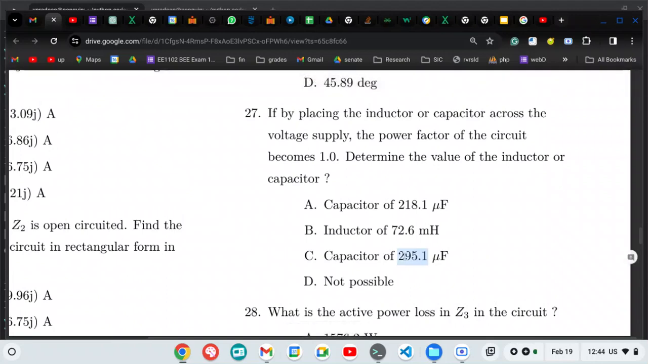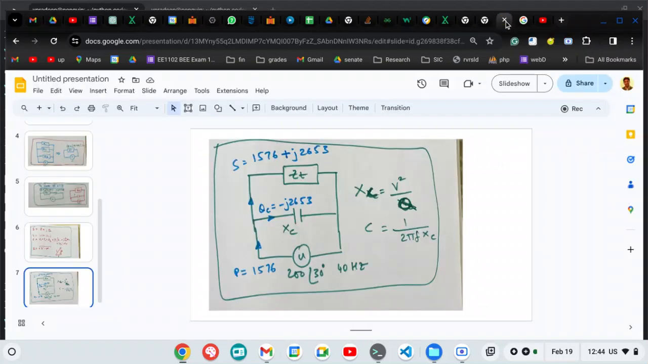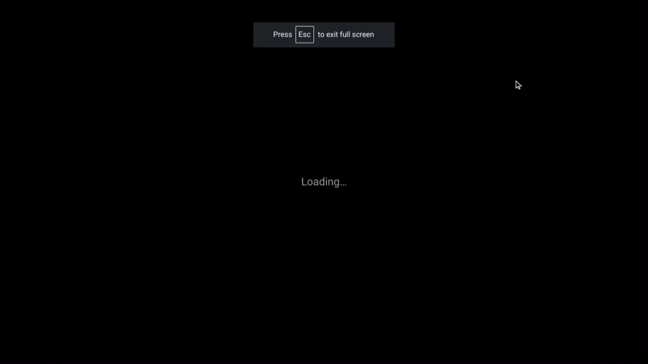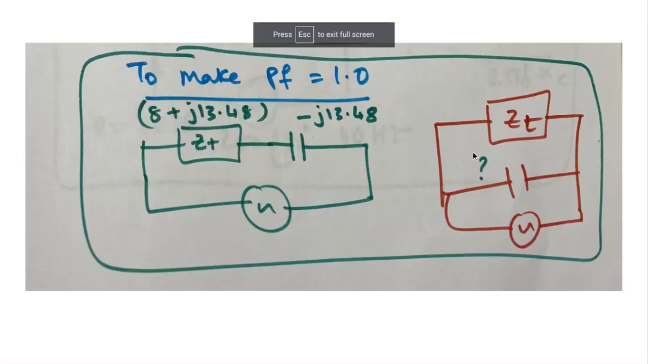Now what if some student assumes it as a series? If I go back to this slide, to make the power factor 1.0, I can connect the capacitor in parallel like this second circuit, or I can connect the capacitor in series also. If I connect the capacitor in series, what happens? I will take the imaginary component of the impedance, whatever 13.48, and take a minus sign, and that will become the reactance of the capacitor. And from that reactance, I will calculate the capacitance.